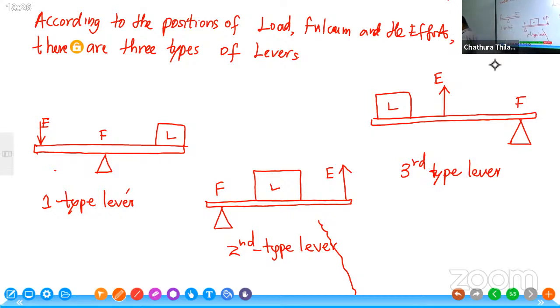So finish drawing. First class, second class, and third class levers.